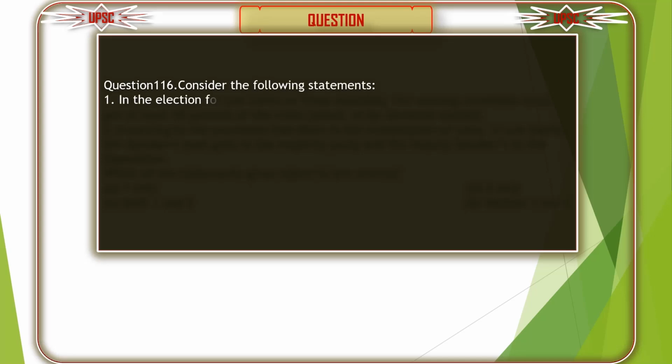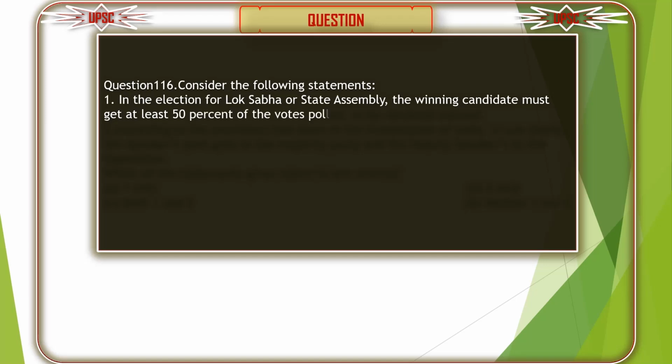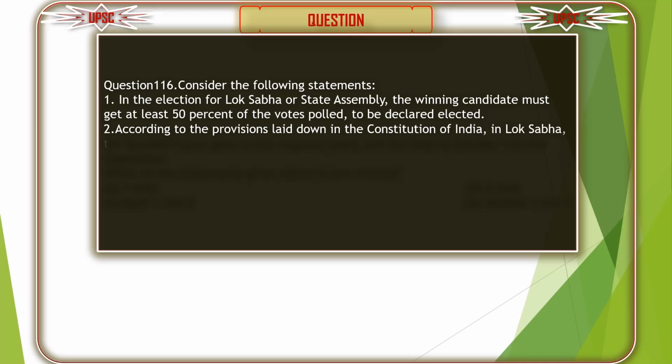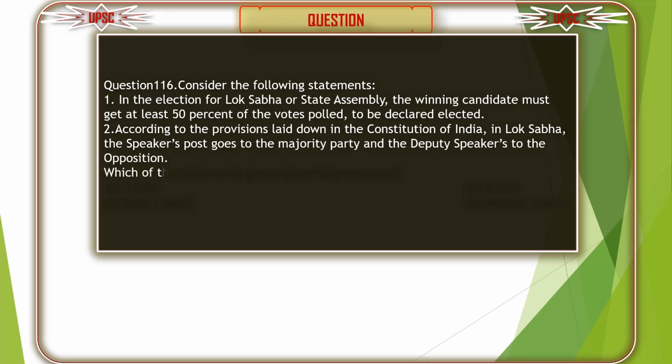Question 116. Consider the following statements. 1. In the election for Lok Sabha or State Assembly, the winning candidate must get at least 50% of the votes polled to be declared elected. 2. According to the provisions laid down in the Constitution of India, in Lok Sabha, the Speaker's post goes to the majority party and the Deputy Speaker to the opposition. Which of the statements given above are correct?